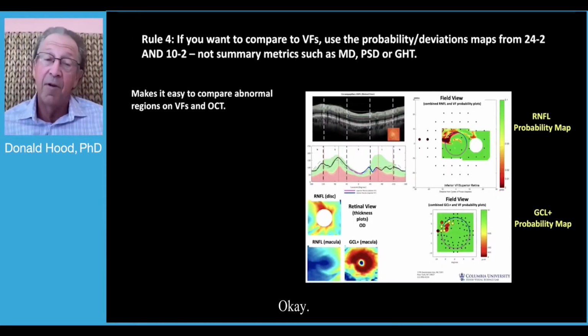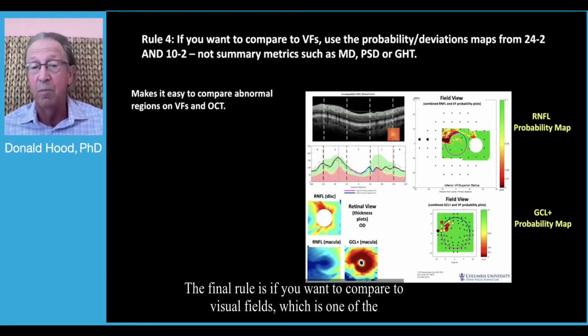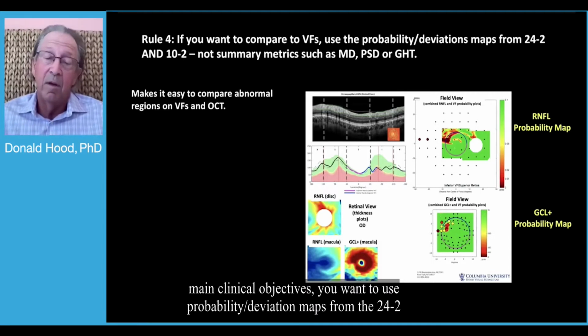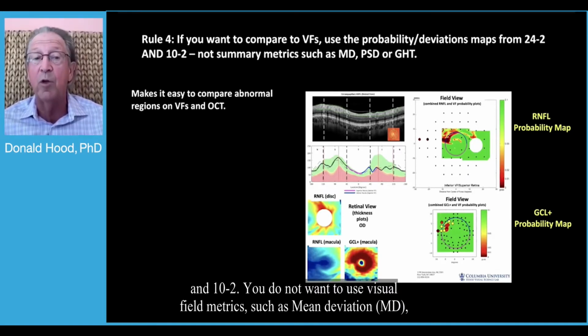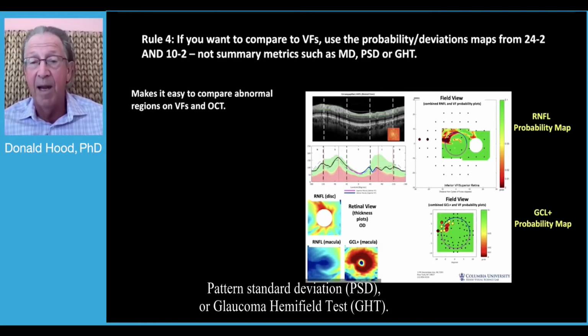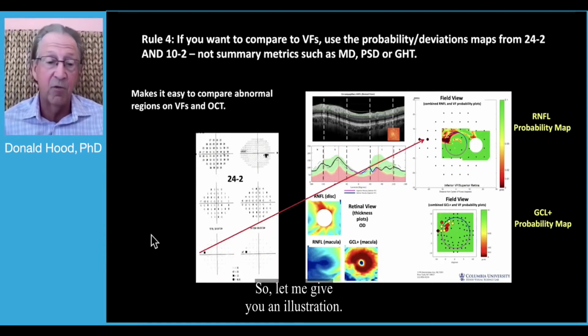Okay, the final rule is if you want to compare the visual fields, which is one of the main clinical objectives, you want to use probability and deviation maps from the 24-2 and 10-2. You do not want to use visual field metrics such as mean deviation, pattern standard deviation, or glaucoma hemifield tests. So let me give you an illustration.